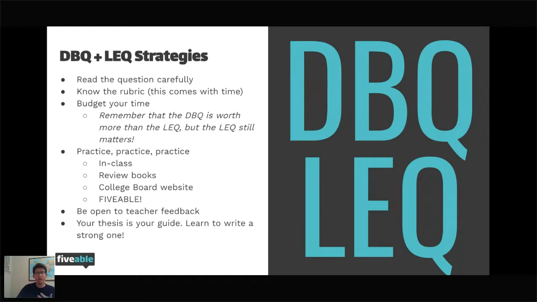Also, budget your time. The DBQ more so, but the LEQ still matters: that essay itself is worth almost as much as all of the SAQs together, 50% of the exam.